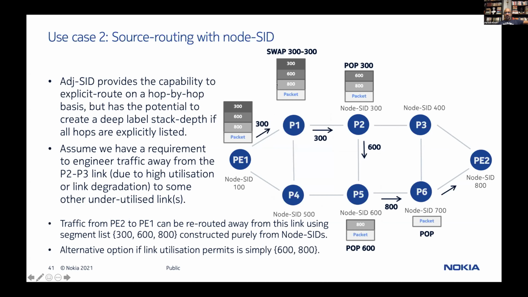Based on IGP reach, 600. Exactly. So we've got a correct answer. So what would happen here is, if it's 600, 800, right? Remember what the node SID means: take the shortest path to that node. The shortest path to P5 is this bottom path. So it would go this way, and then it would go to P2. But it would not go through P2.